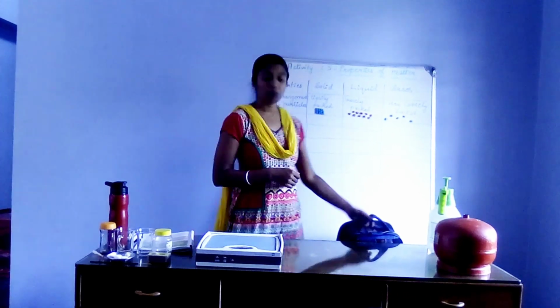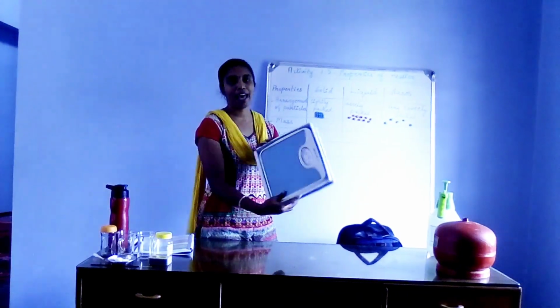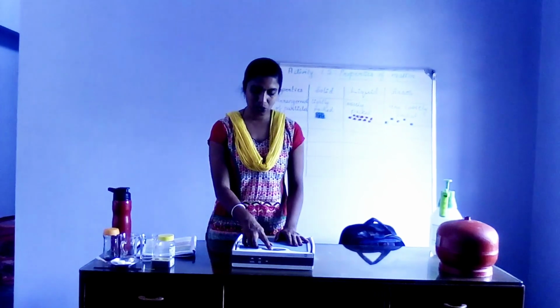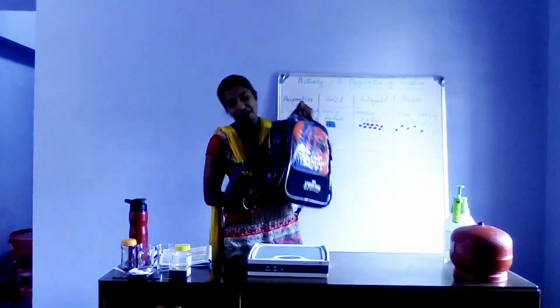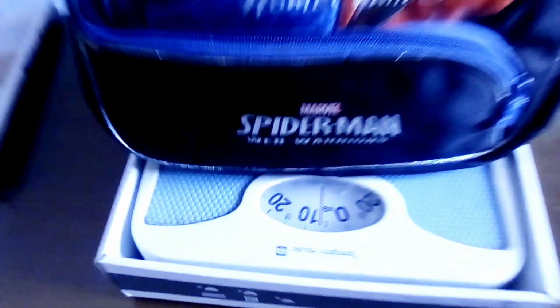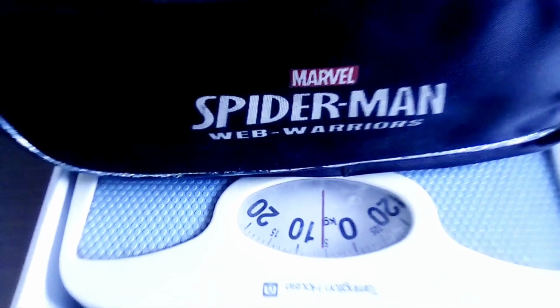To prove that the mass of the solid is fixed, here I have taken the weighing balance. With the help of the weighing balance, I have set it to zero. I have taken my son's bag, which is very heavy, and I am weighing this solid on the weighing balance. It is showing almost 4 kg. So around 4 kgs you can see here, around 5 kgs it is showing.